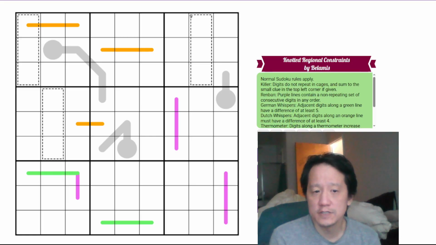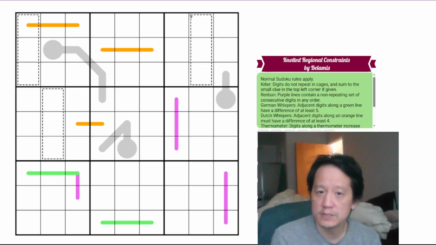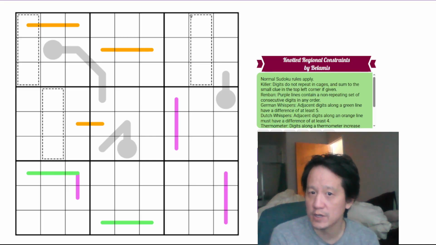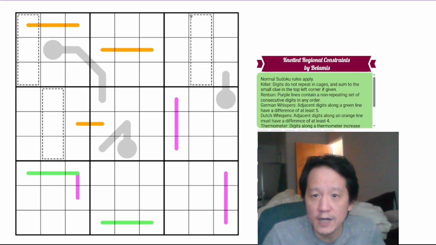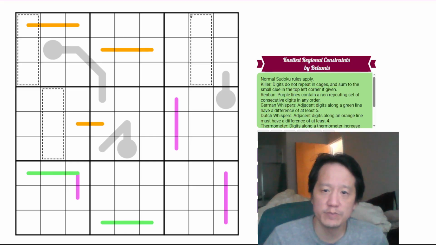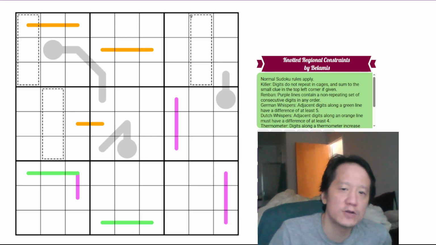And take that easiness with a grain of salt because it's considered easy by the people on the Logic Masters Germany forum, and there's a lot of really smart people there. Today's puzzle is called Knotted Regional Constraints by Bellamy. And here are the rules.